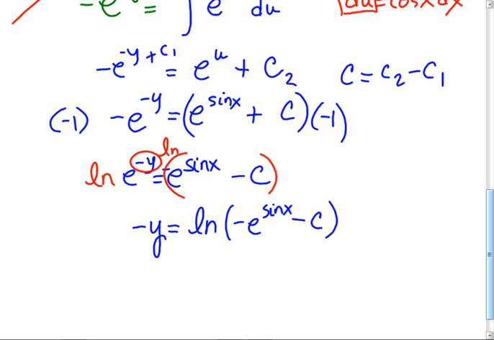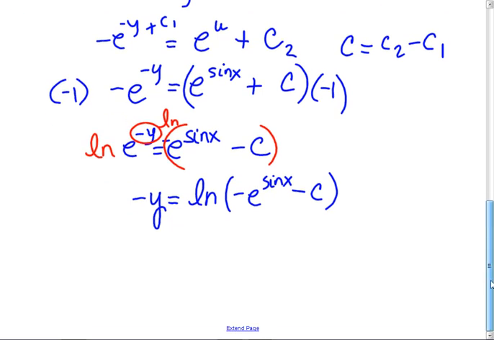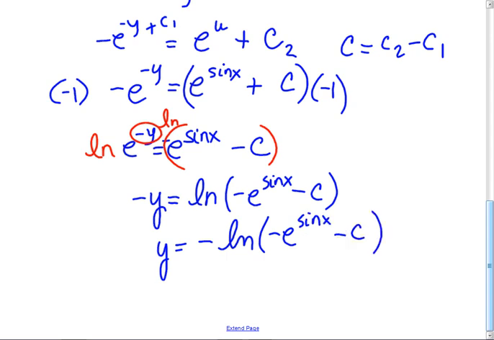Hopefully, it's negative y, isn't it? Okay, and then so what's y equal to? It's equal to the negative log of this. And I wouldn't bother much more with that than what I'm doing. There are things you can do with log properties, but who cares? So I just did a little u substitution.